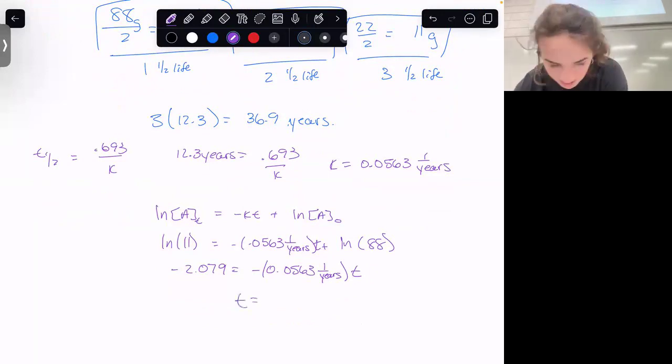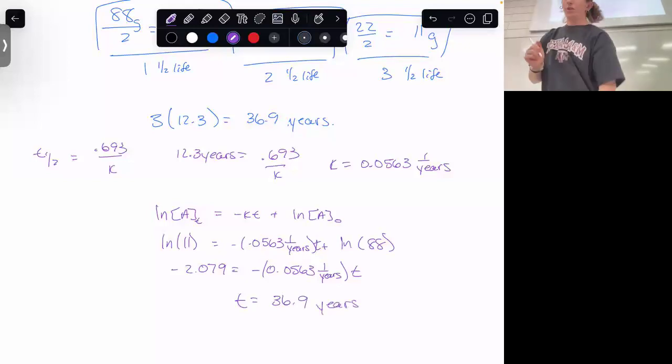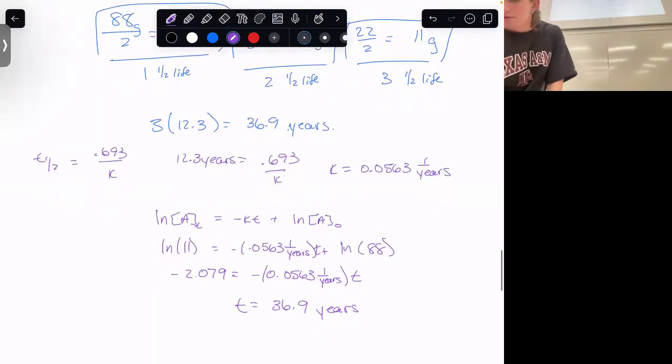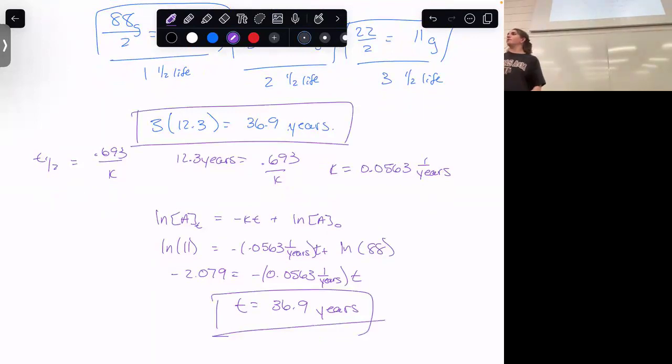Right, and if we solve for T by itself, we end up with 36.9 years. And does that match our initial reaction? Yep. So if it's not a perfect divide by 2, then you can solve for it this way, where you solve for K first and then plug that into the integrated rate law.